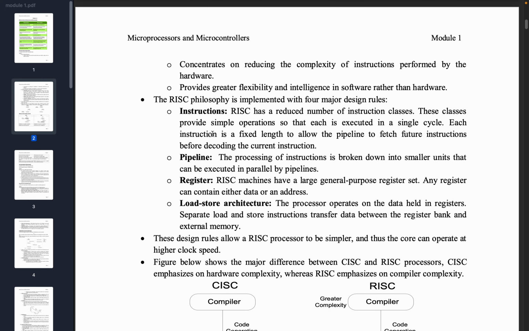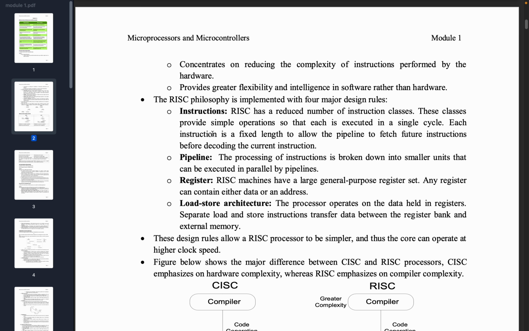Any register can contain either data or an address. Then load and store architecture: the processor has separate load and store instructions for data transfer, which transfer data between the register bank and external memory. This design tool allows a RISC processor to be simpler, but the core can be operated at a higher clock speed.